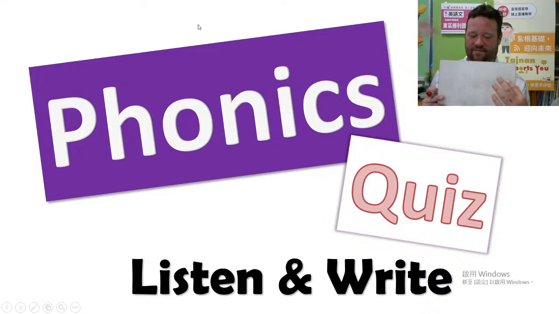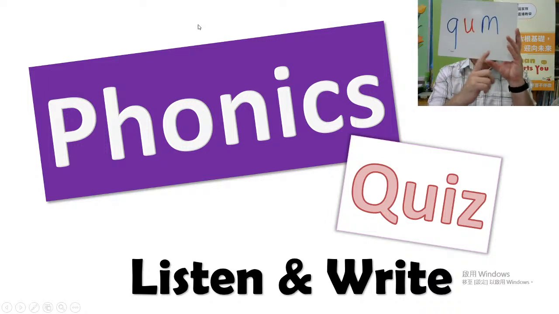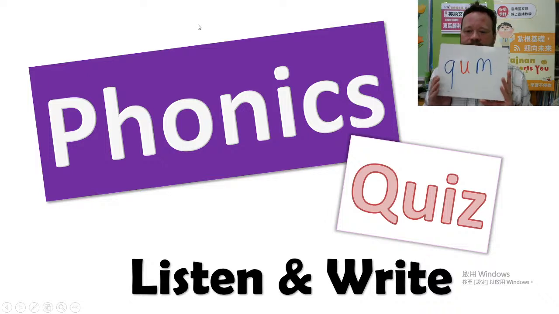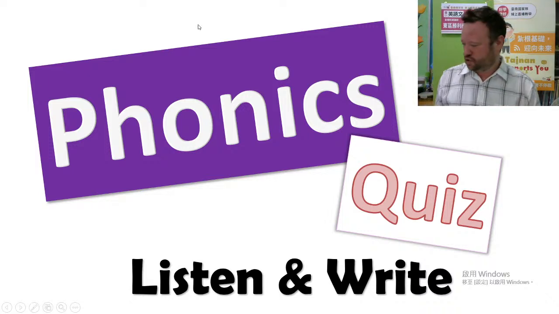Okay, so 5, 4, 3, 2, 1. Okay, show Jason your answer. All right. And Jason will show you his. Gum. G-U-M. Gum. Okay, so can you see? Yes, they can. They can see it. Okay, good.